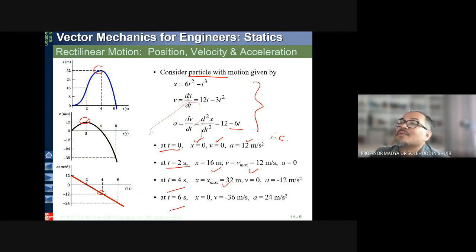You can do all of this using Microsoft Excel if you want to try to substitute the values. So you get 0 at 6, and then velocity is minus 36, and then acceleration is 12 minus 6 times 6, which is 36, minus 36, so you get minus 24. Minus 24, okay.